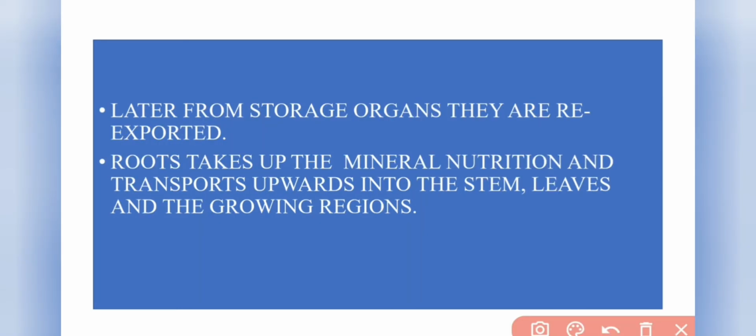And then roots take up the mineral nutrition from the soil and transport it upwards into the stem, leaves and the growing regions of the plant. After that, if any part of the plant undergoes senescence, that means aging, the nutrients from those senescing regions move to the growing parts of the plant.